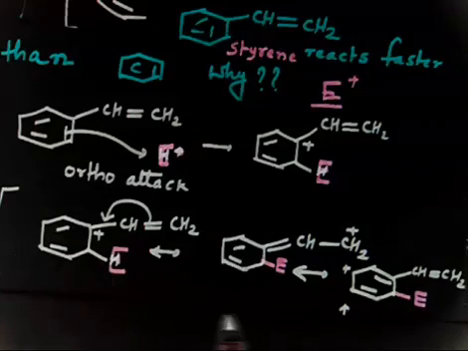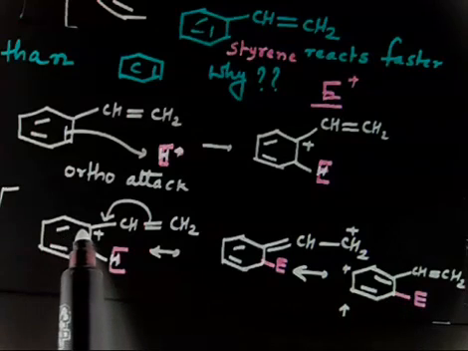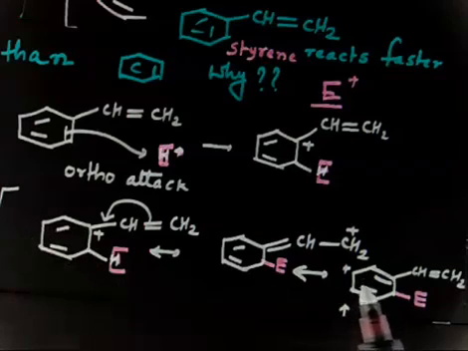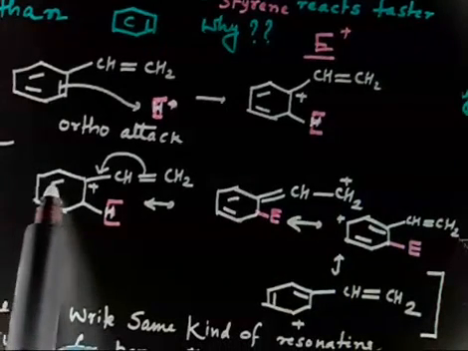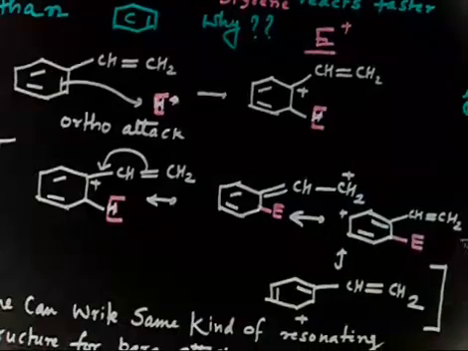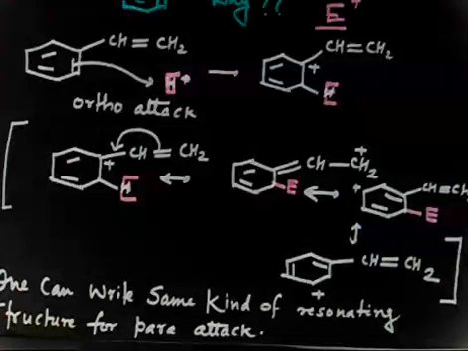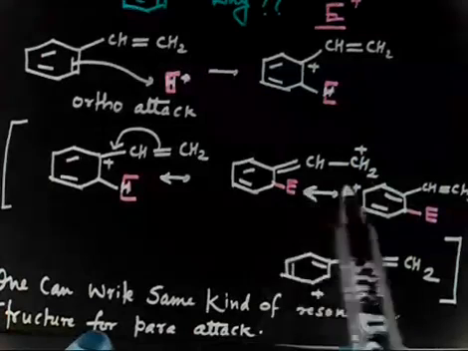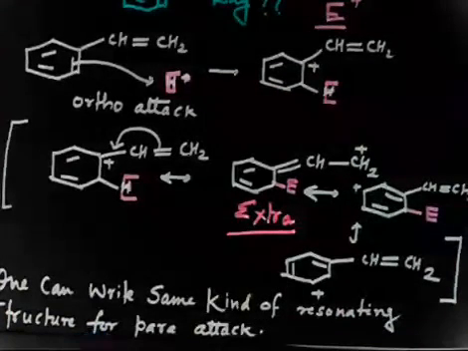If I flow this arrow, I can come from here to here. If I flow this arrow this side, I will have a positive charge here. If I flow this arrow again, I will get one more resonating structure. If I flow this arrow this side, I will get a positive charge here. So this is the third resonating structure. So you see, we can write at least one more resonating structure, which is extra. I am getting this extra resonating structure if I attack at the ortho position and I have styrene.